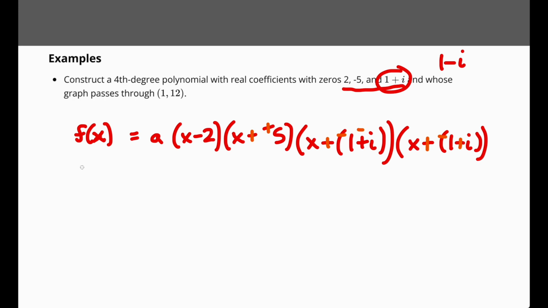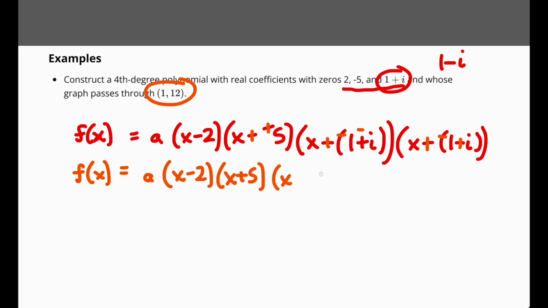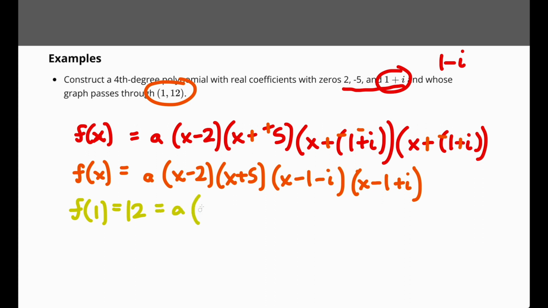All right, so let's simplify this out a little bit and then figure out what that a value is. By the way, you're always going to figure out the a value from whatever point is given there, so just make sure you're aware of that. So it's x minus 2 times x plus 5 times x minus 1 minus i times x minus 1 plus i. Now we're going to figure out this a value. All we have to do is plug in 1, and you should get 12. So that means it's going to be a times 1 minus 2 times 1 plus 5. If you notice, I'm just putting 1 in for all the x's. Super simple.